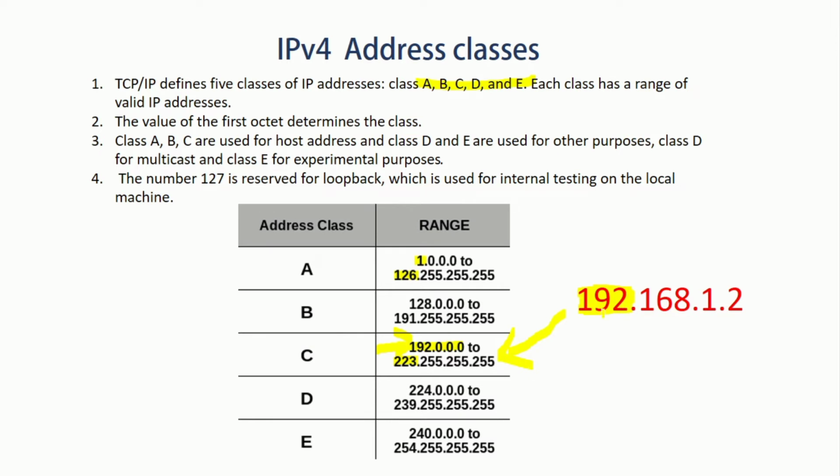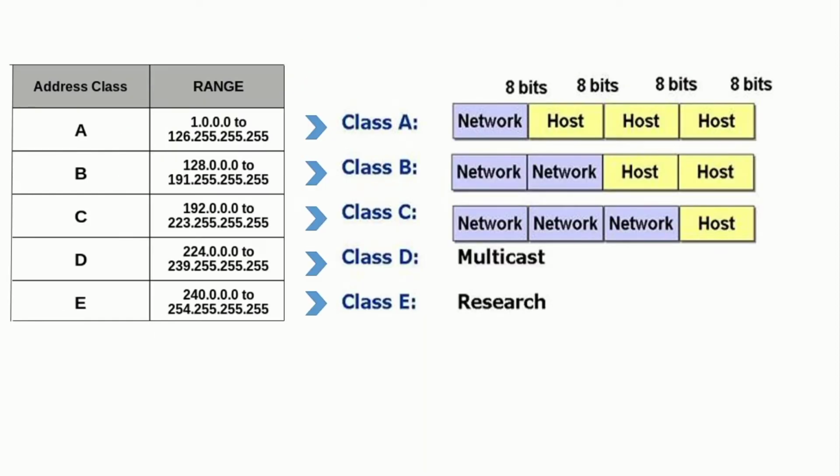Okay, so all these ranges are here, and here the range ends at 126, and then it starts from 128. Where is 127 gone? So 127 is a loopback address which is used for internal testing, which we will see later. Okay, so now we know that the classes of IP version 4 are A, B, C, D, E and the ranges of their classes. So let us see what your IP address is divided into.